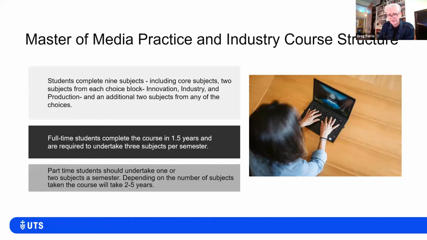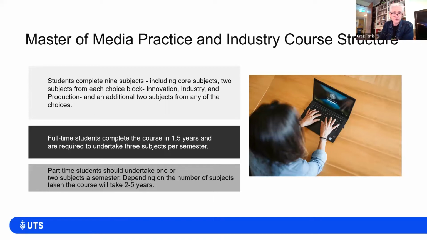I teach into 3 of those production blocks, including advanced post-production and a subject called immersive media, which I've just finished for the semester. And I also teach into the capstone subject, which is called Collab project.